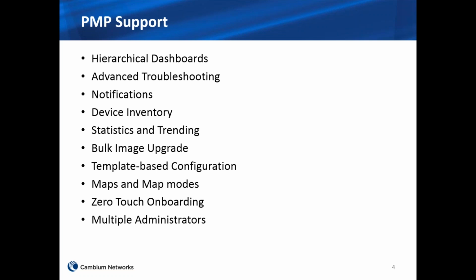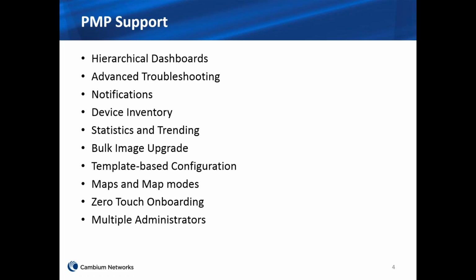Inventory, obviously: you will be able to see your device inventory from different levels, from the system level or from the network level, sector, tower, and so on. That can all be done, and you can also export the inventory to a PDF or a CSV file. Stats and trends: all the historical radio network stats. And image upgrade: you can upgrade your system in a sector or multiple sectors in a single job.